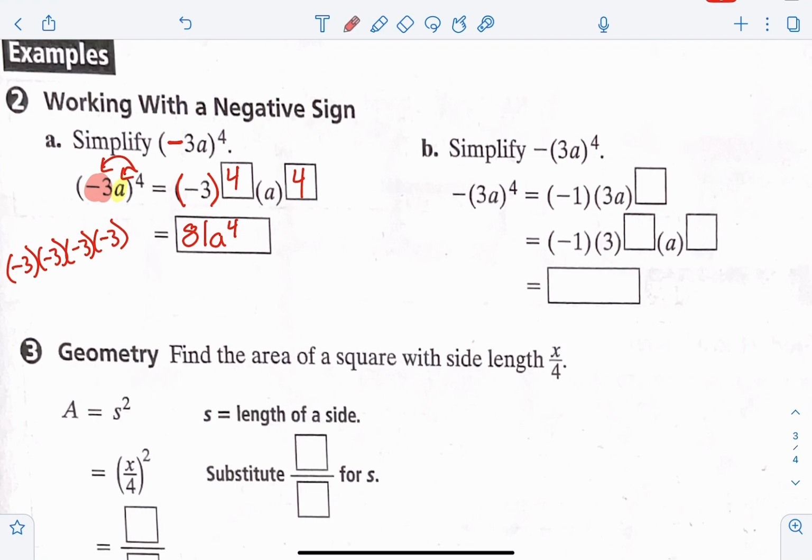If it's on the outside, like this one, you can think of it as this -1 that just kind of hangs out in the front of your problem. So they just rewrote it with a -1 in the front to show you that. And you can just leave it there, and your answer is going to end up being negative because at the end, you're going to multiply it by that -1.